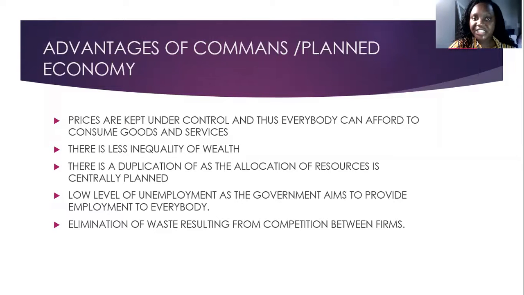Moving on to the advantages of command or planned economy. Number one, prices are kept under control, and thus everybody can afford to consume goods and services. When the government is coming up with the prices, they have to consider the poor and the richer, the gap between the poor and the richest. So it controls the prices to make sure that the products and services are affordable, can be afforded by each and everyone.